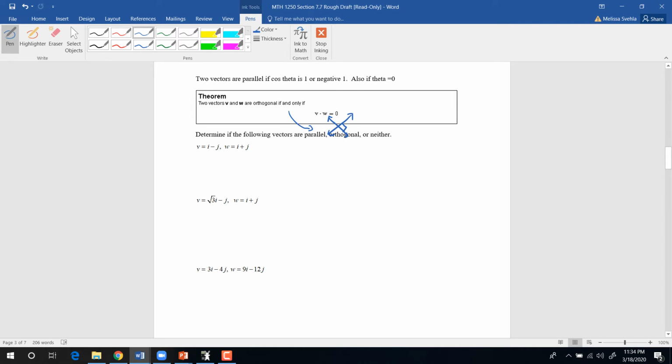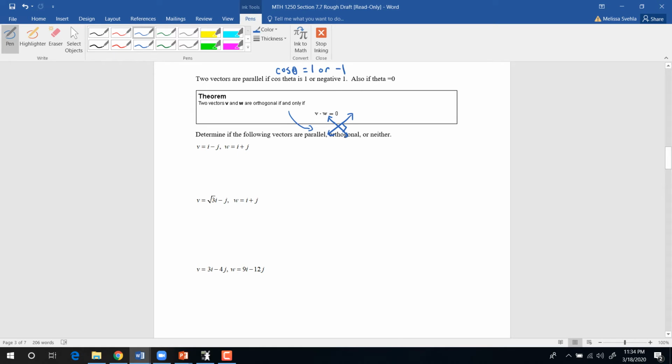Because if you think about it, if cosine of theta is equal to 0, that will make it 90 degrees. So orthogonal would be if v dot w is 0, and then parallel if cosine theta is equal to 1 or -1. Let me just rewrite it here.